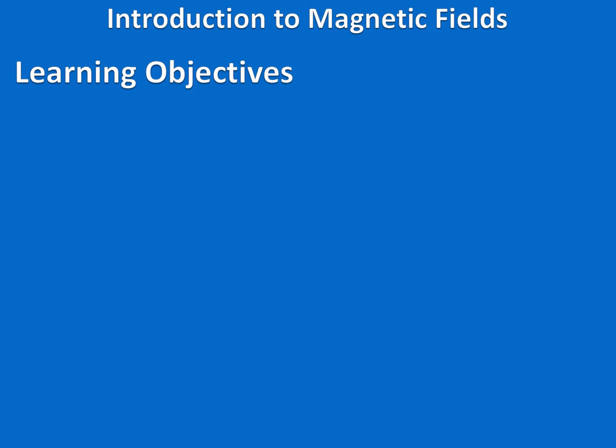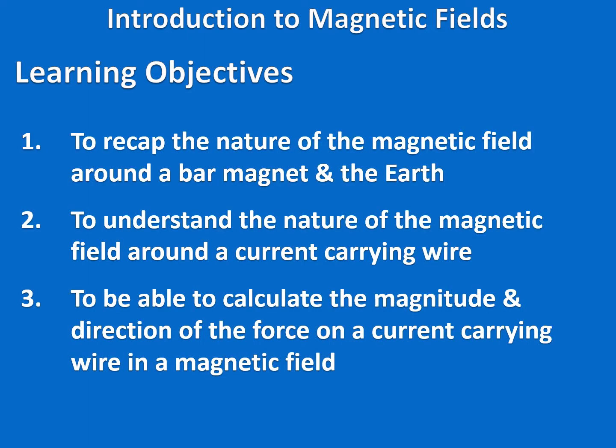So we'll outline some of the theory, and when you're in the lab next week, we'll do some of the practical demonstrations. So we've got three objectives today: to recap the nature of the magnetic field around a bar magnet and the Earth, to understand the nature of the magnetic field around a current carrying wire, and to be able to calculate the magnitude and direction of the force on a current carrying wire in a magnetic field.